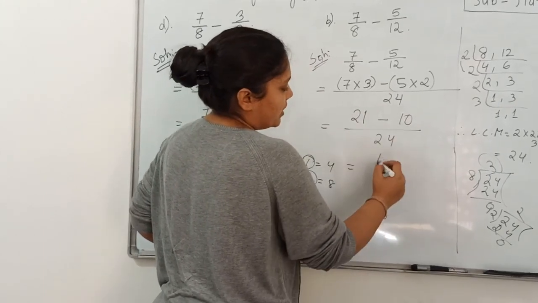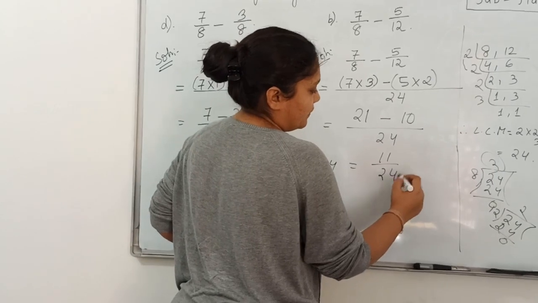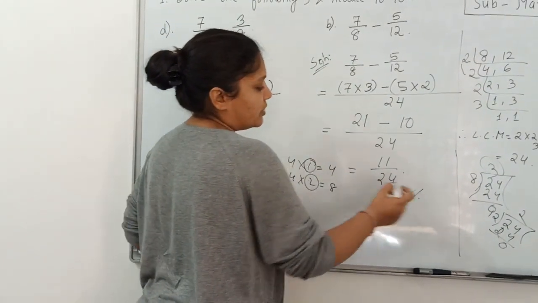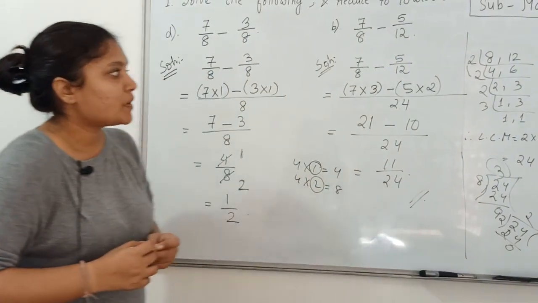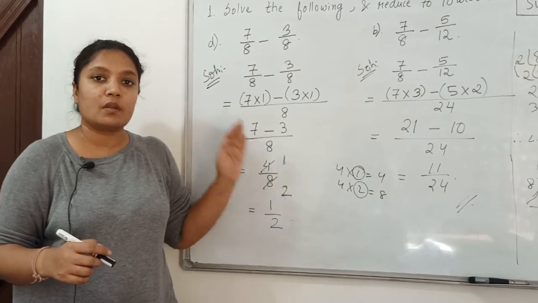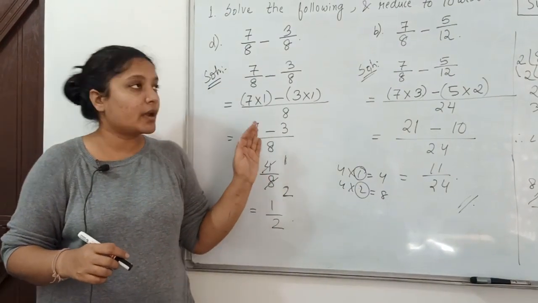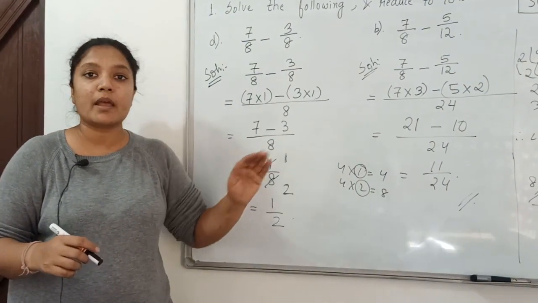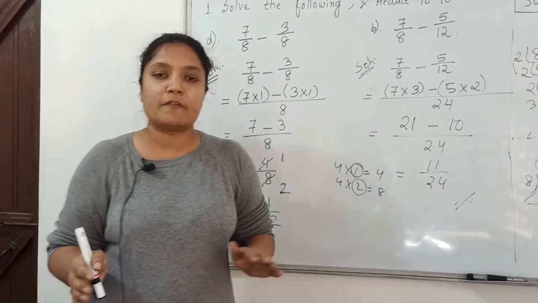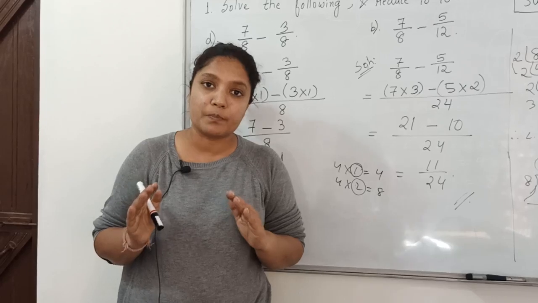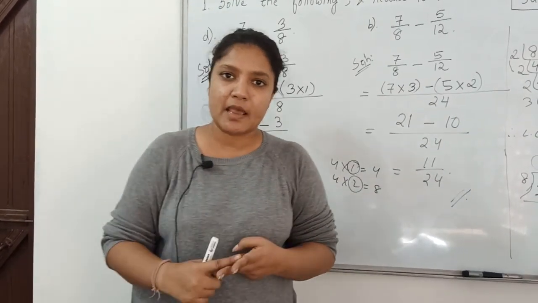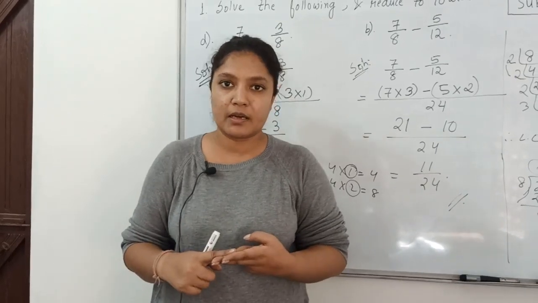Now what is your answer? 11 by 24. You cannot reduce it further, so this is your final answer. So students, I will give you some more extra questions. You will try to solve them by yourself. Okay? Regarding this plus and minus, don't get confused. If it is a plus sign, you use plus. If it is a minus sign, you use minus. But your first motto is what? To find the LCM. Then you proceed further. Clear everyone?